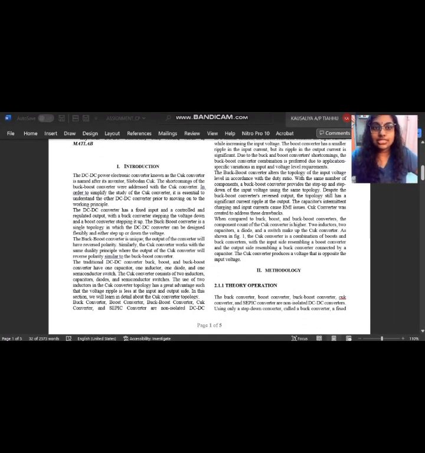The DC to DC Cuk converter is named after its inventor Slobodan Cuk. This DC to DC converter has a fixed input and a controlled regulated output. The converter can be designed flexibly to either step up or step down the voltage. This Cuk converter is a combination of the buck and boost converter, which has reversed polarity.